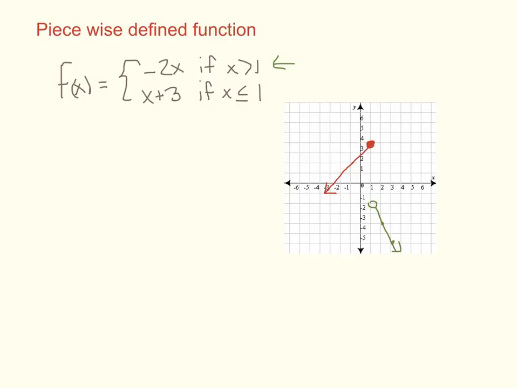It doesn't matter which way you decide to do it. Just make sure that you go ahead and do them that way. So that is your graph. It's just going to be 2 pieces. That's why it's a piecewise graph.